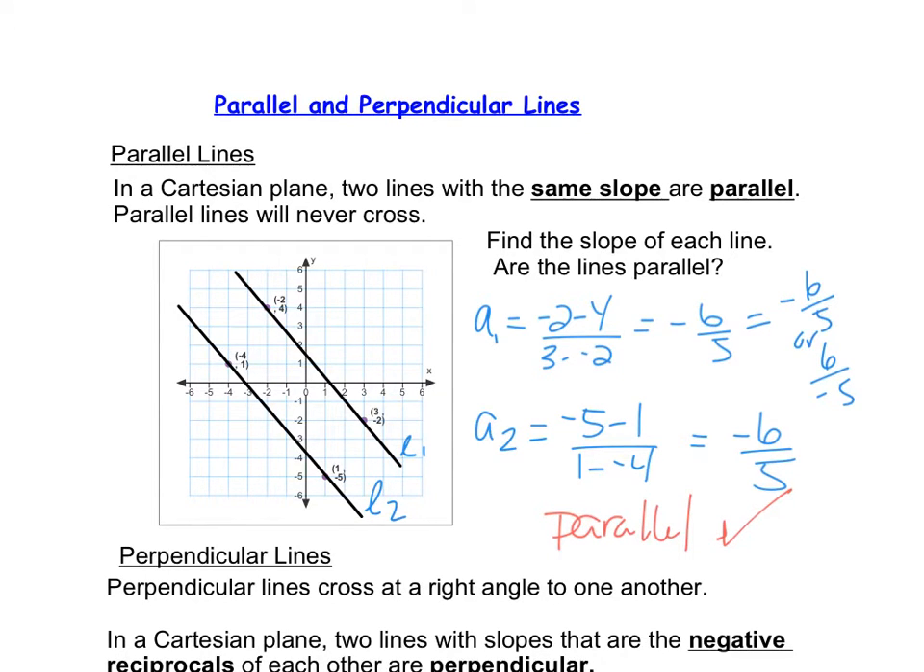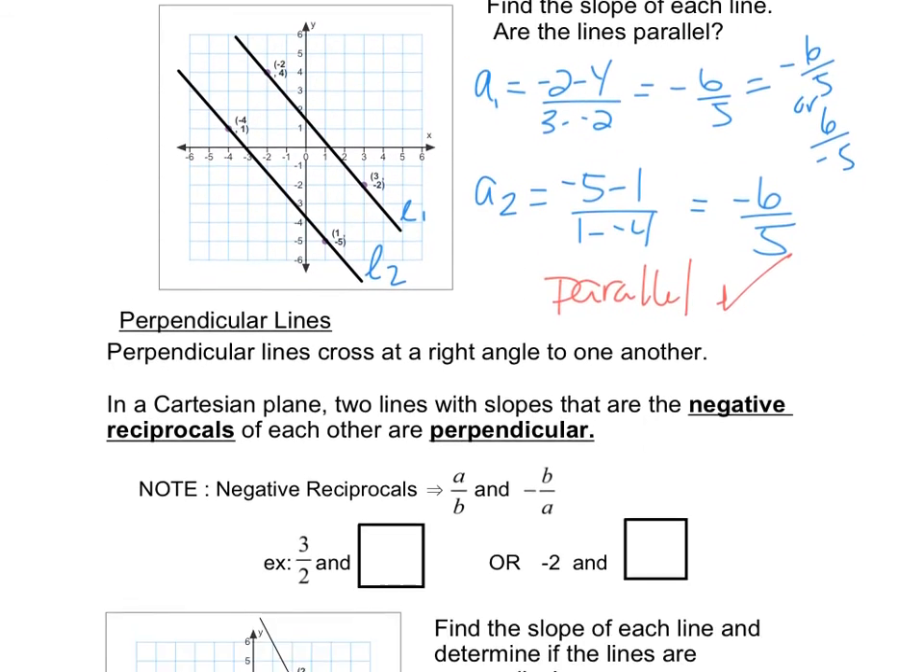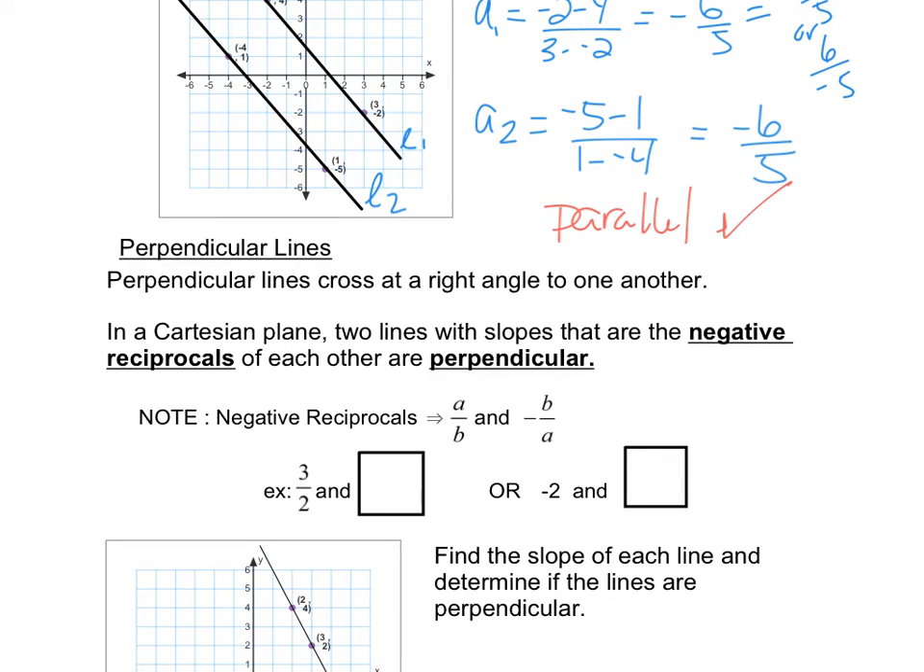Now let's look at what it means for lines to be perpendicular. When lines are perpendicular, we're talking about two lines that cross at a 90-degree angle. So they can be arranged like that, they can be arranged like this, like your axes. They cross and meet at a 90-degree angle. So they're perpendicular. And when lines are perpendicular, we can look at their slopes to determine they're perpendicular.